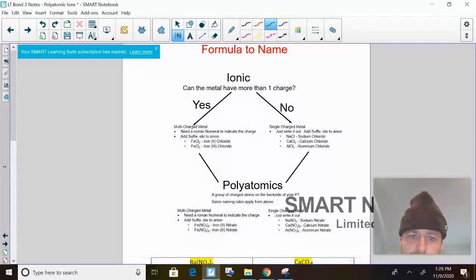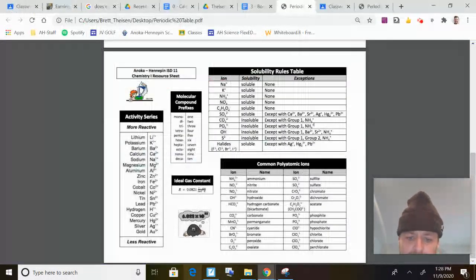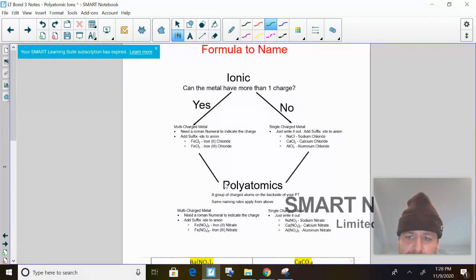So going the other way, from formula to name. The one thing that you always have to ask yourself is, can the metal have more than one charge? If it can have more than one charge, it's a multi-charged metal, and you need a Roman numeral. If it can't, you just write it out. Okay, and that is kind of what happens with polyatomics. You can have single charged polyatomics, or you can have multi-charged polyatomics. So let's go to our flow chart and follow along.